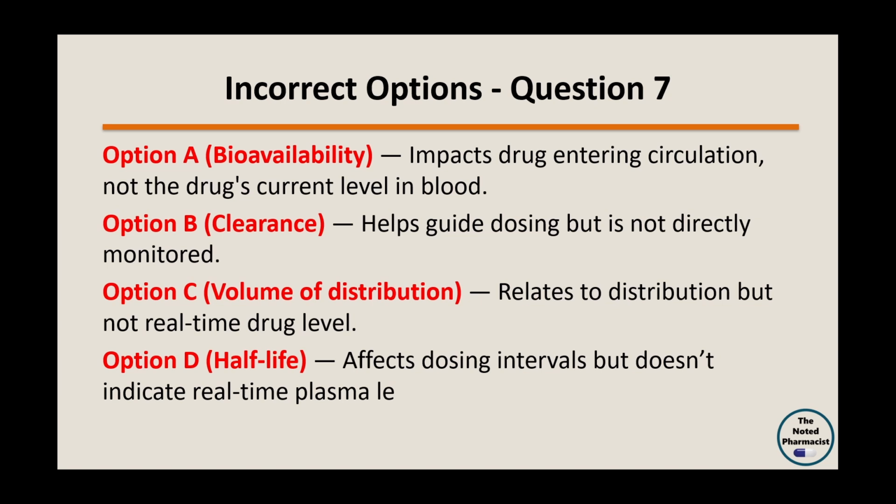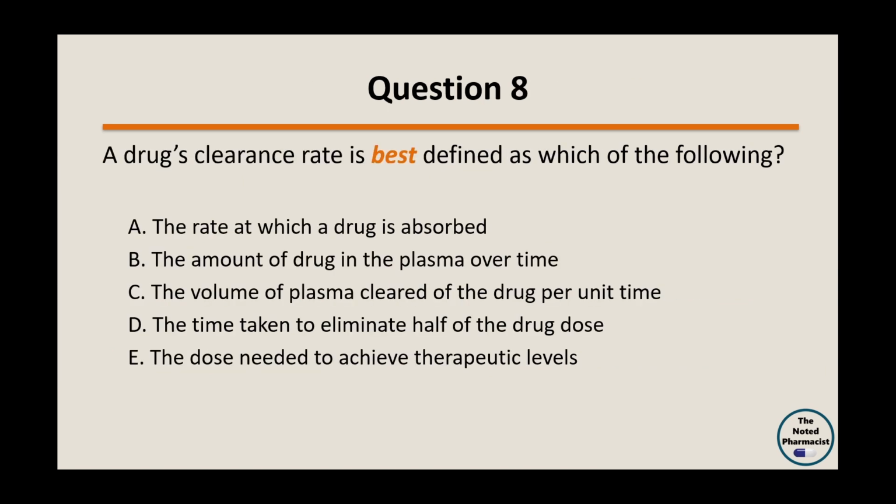Option C, which says volume of distribution, is incorrect because volume of distribution impacts drug distribution but doesn't provide real-time toxicity data. Option D, which says half-life, is incorrect because half-life influences dosing intervals but doesn't indicate current plasma drug levels. Question 8. A drug's clearance rate is best defined as which of the following?